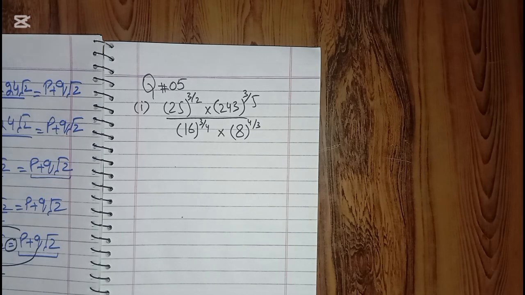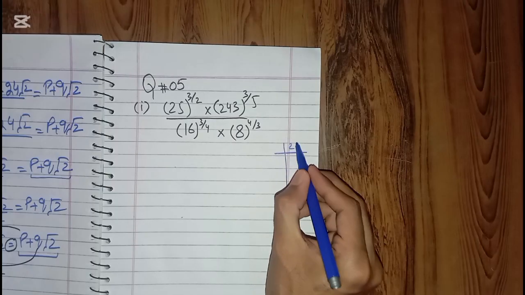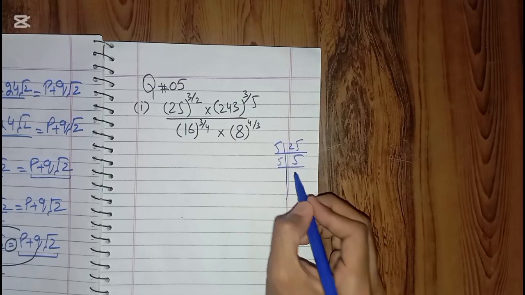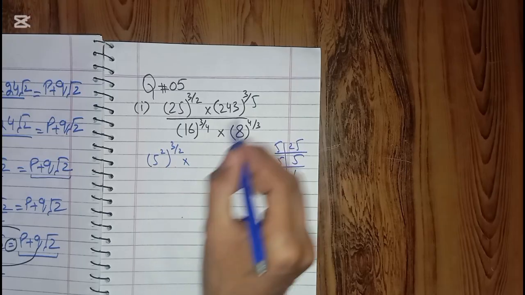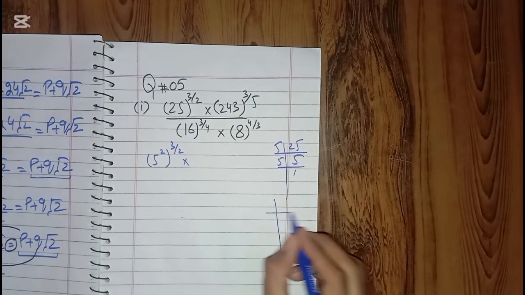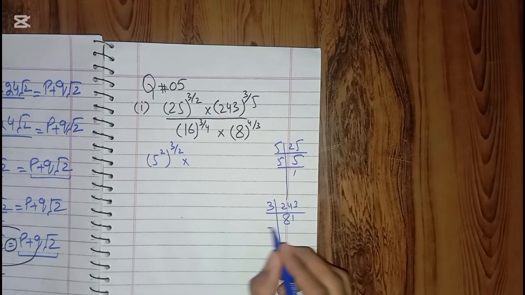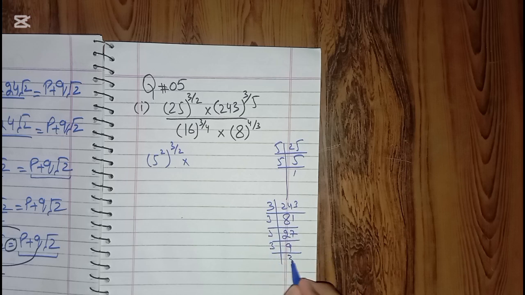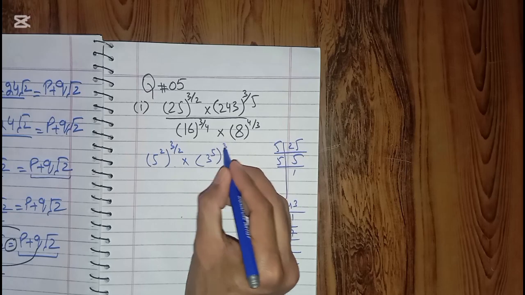This question is similar to question number 2. You have to use the same steps that you used in question number 2. How we start is 25. First we have to make factors of 25. It will become 5 times 5, so you get 5 power 2 and whole power is 3 by 2. Multiply 243. So you also have to make 243 factors. You make factors with 3, 81, 27, 9 and 3 and 3, so you write there 3 power 5 and whole power is 3 by 5.